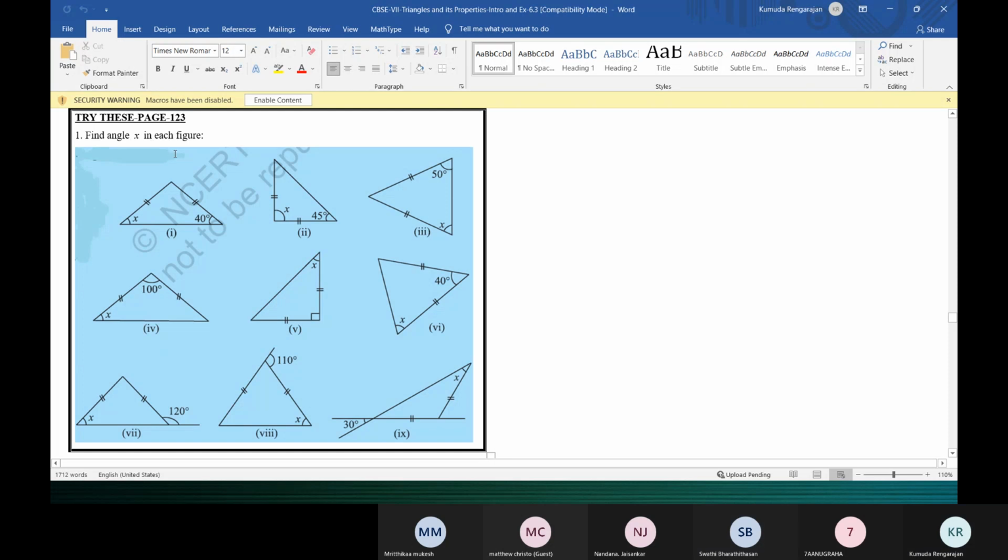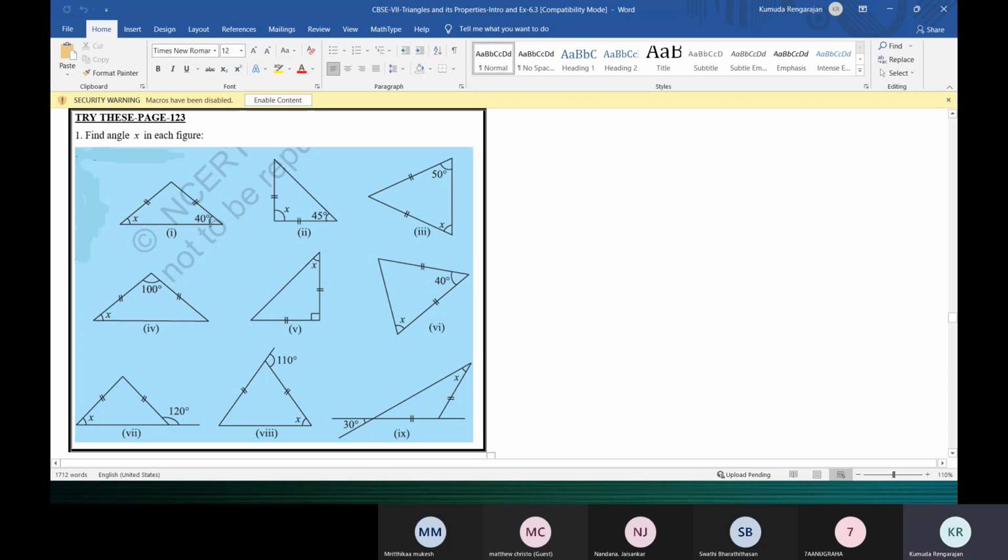So this side is equal to this side. This side is equal to this side. So the angle opposite to this side, which is 40 degrees, will be equal to the angle opposite to this side, which is x. When this side is equal to this side, it's marked. You can see that they've marked they're equal. The angle opposite to this side is this angle.